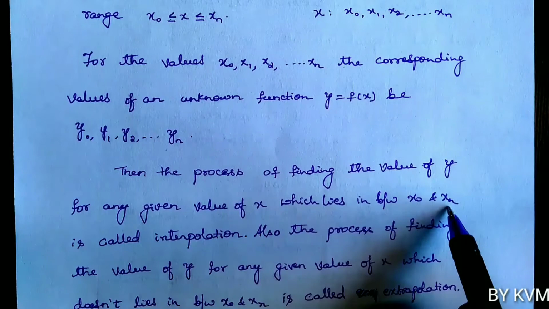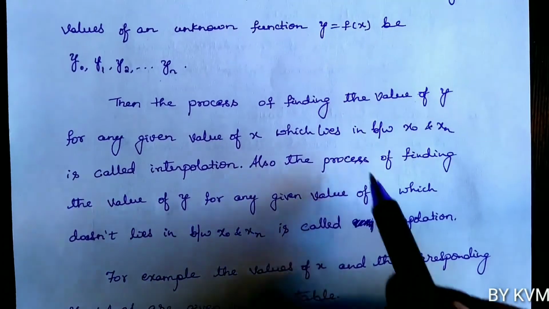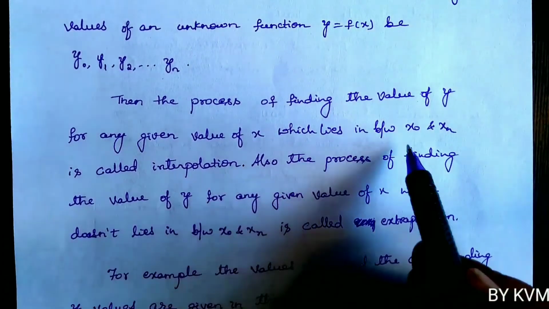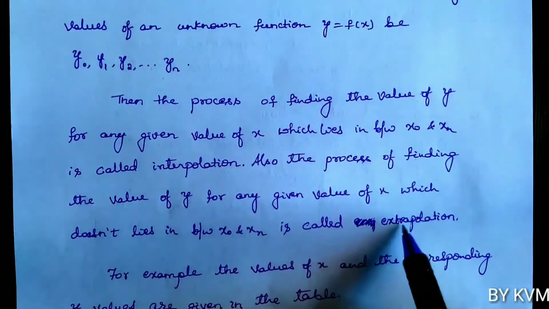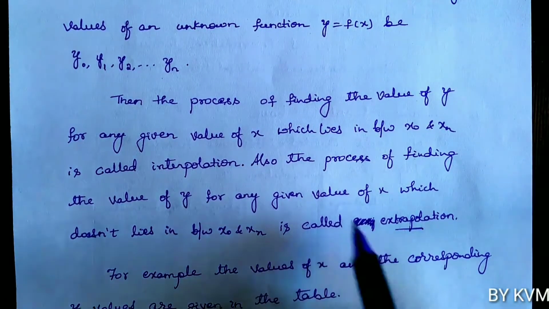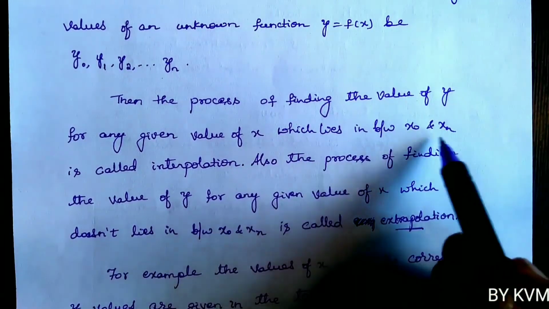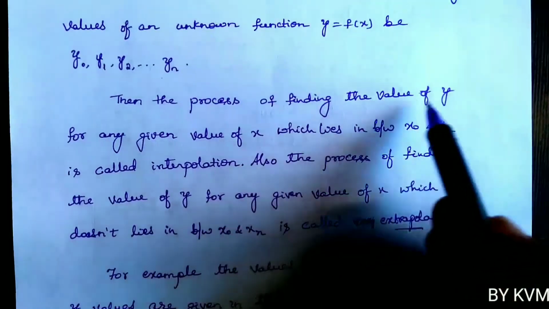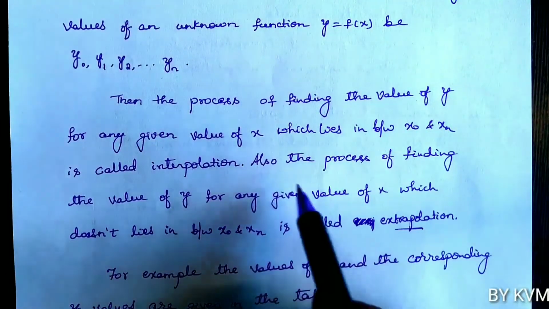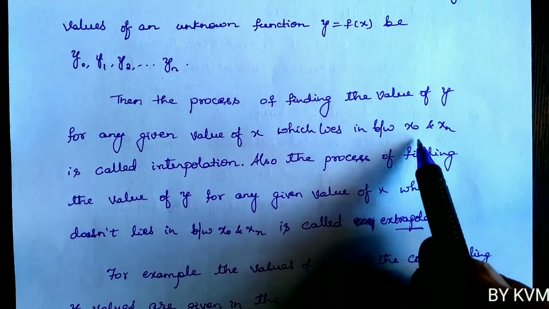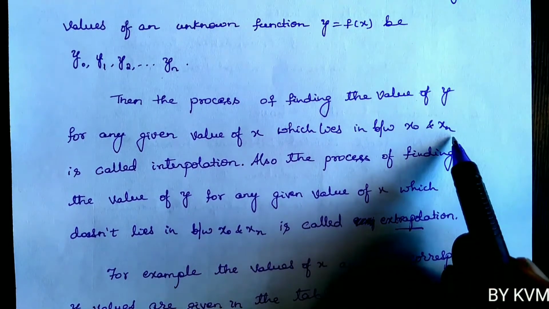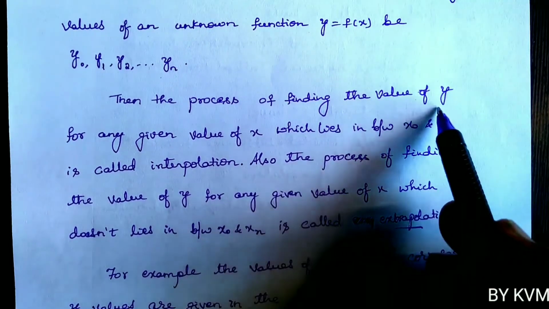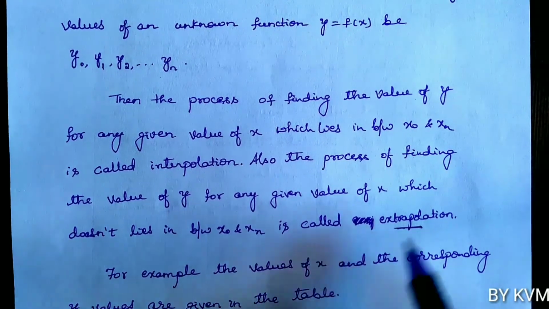between x0 and xn. If x value doesn't lie in between x0 and xn, then it is called extrapolation. If x value lies in between x0 and xn, then finding the value of y is called interpolation. And if the x value doesn't lie in between x0 and xn, then the process of finding the value of y is called extrapolation.